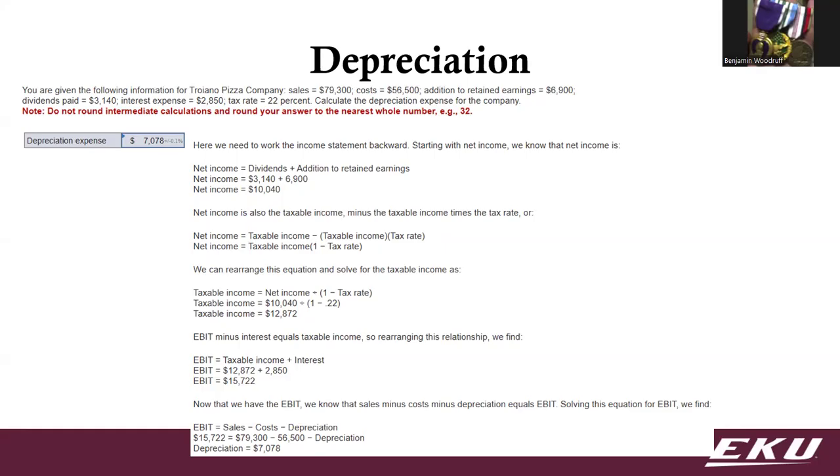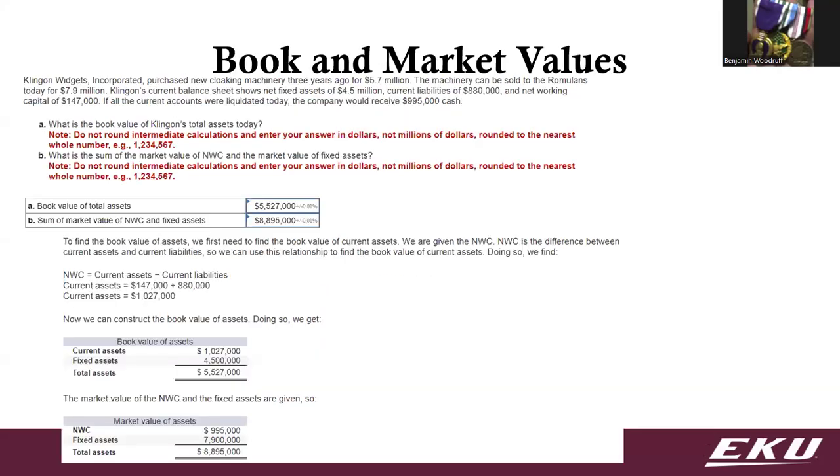So again, these problems are just getting you comfortable working with the financial statements, so that as we go forward, you'll feel confident.